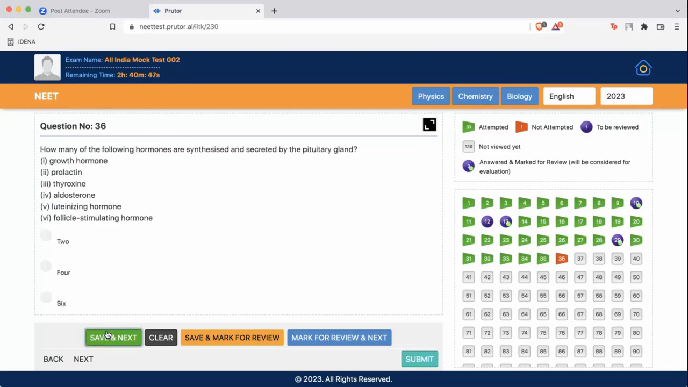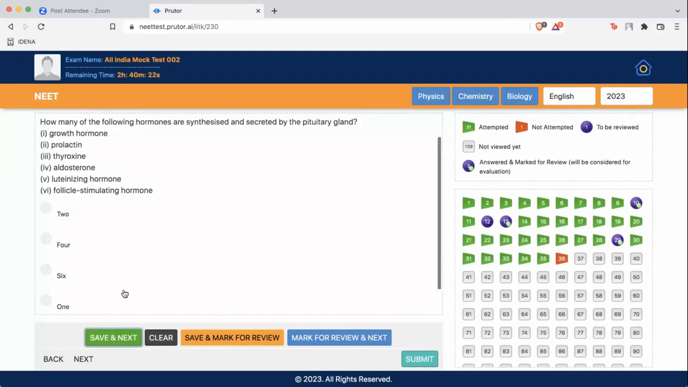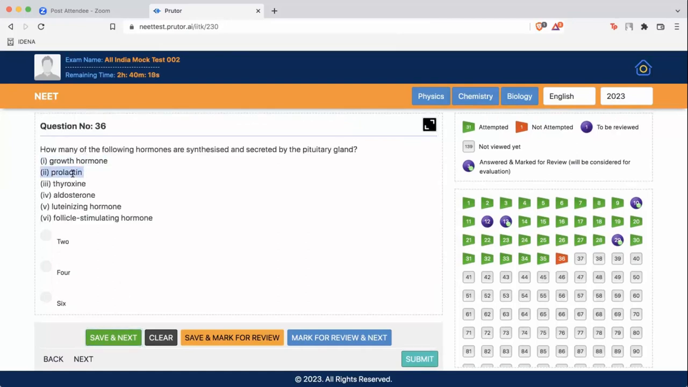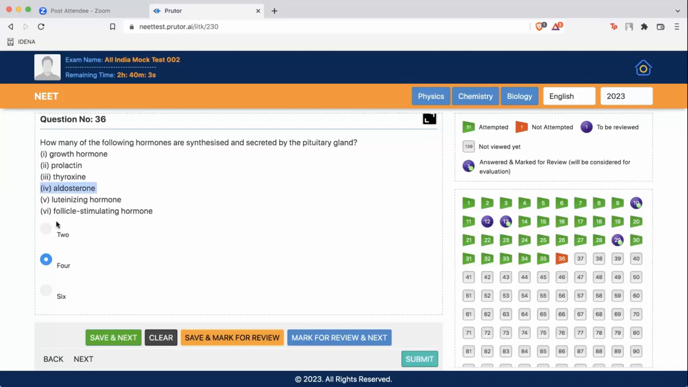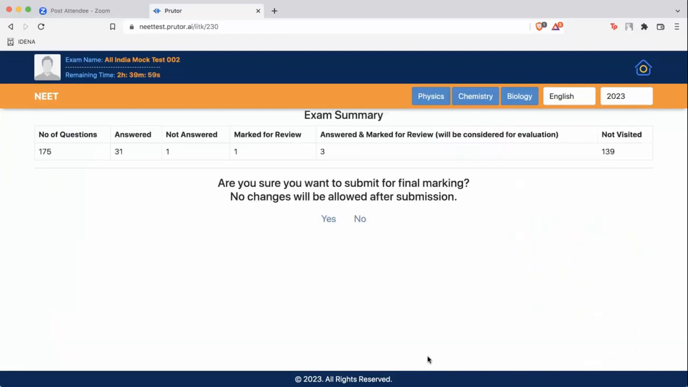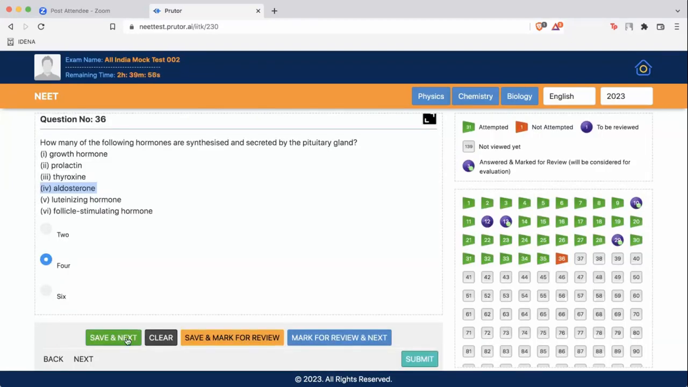How many of the following hormones are synthesized by the pituitary gland? Growth hormone is correct. Prolactin is correct. Thyroxine is not synthesized here. Aldosterone, synthesized and secreted? Luteinizing hormone, correct. Follicle stimulating hormone, correct. So it's four. Growth hormone is one, prolactin is one, luteinizing hormone is one, and follicle stimulating hormone is one. Thyroxine is from the thyroid gland, and aldosterone is not secreted here.